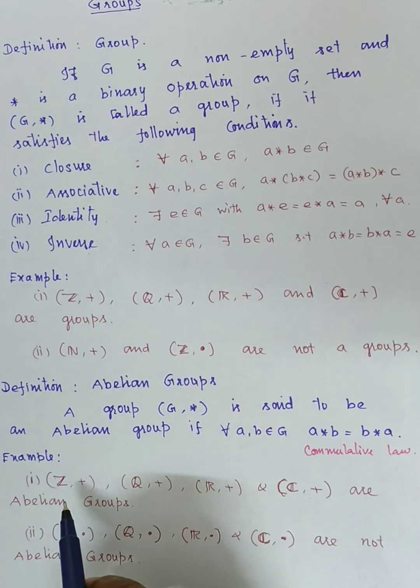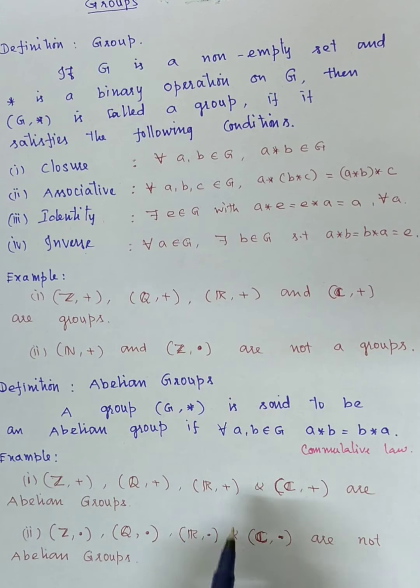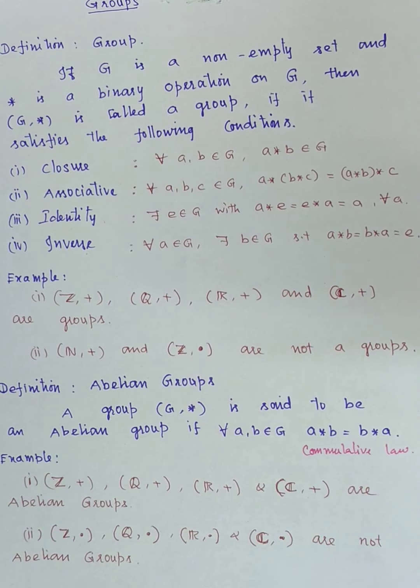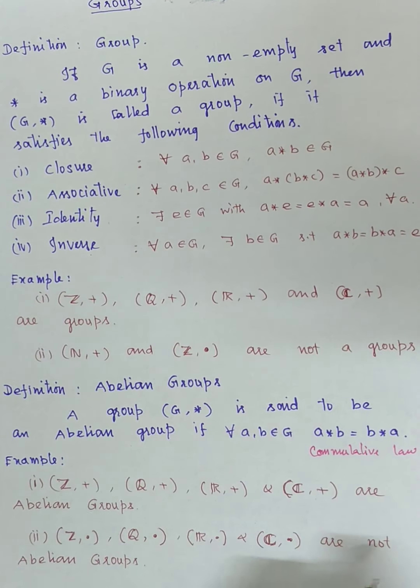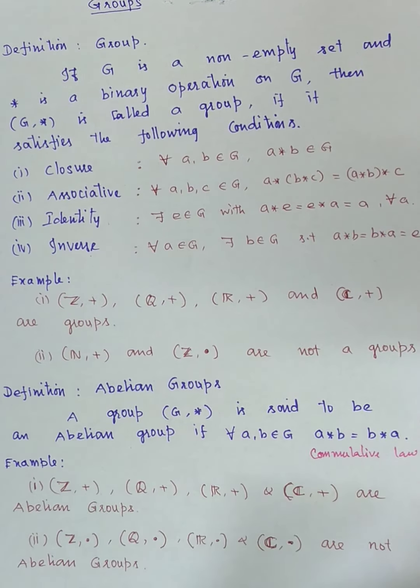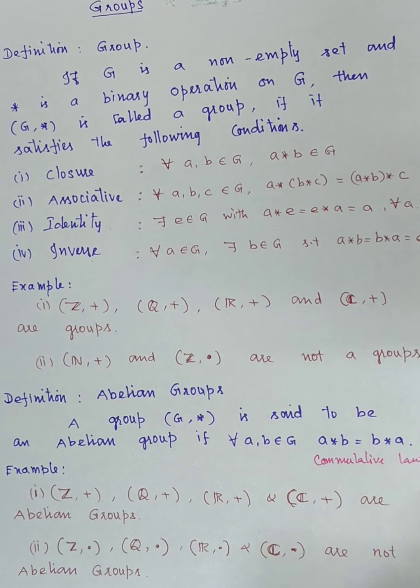Examples of abelian groups are Z comma plus, Q comma plus, R comma plus and C comma plus. And Z comma dot, Q comma dot, R comma dot and C comma dot are not abelian groups. Okay, thank you.